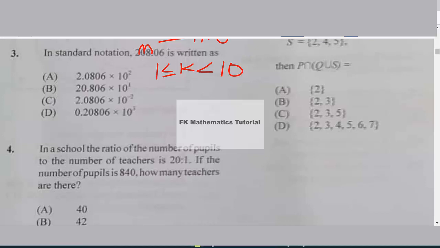So if you move the decimal point backwards 2 times, we get 2.0806 times 10 exponent positive 2. So the correct answer is option A.